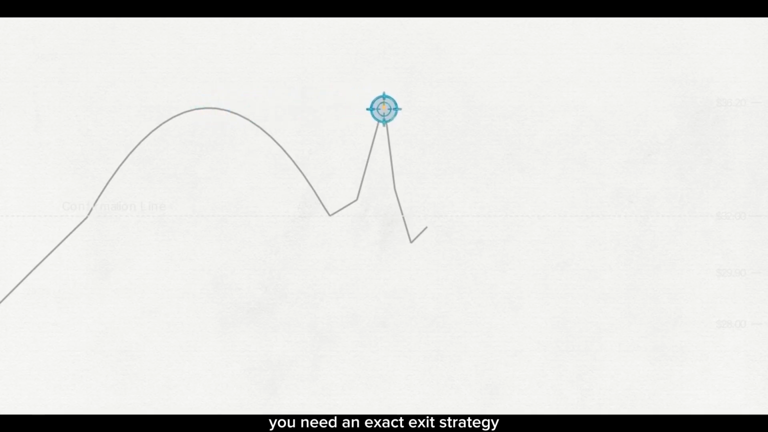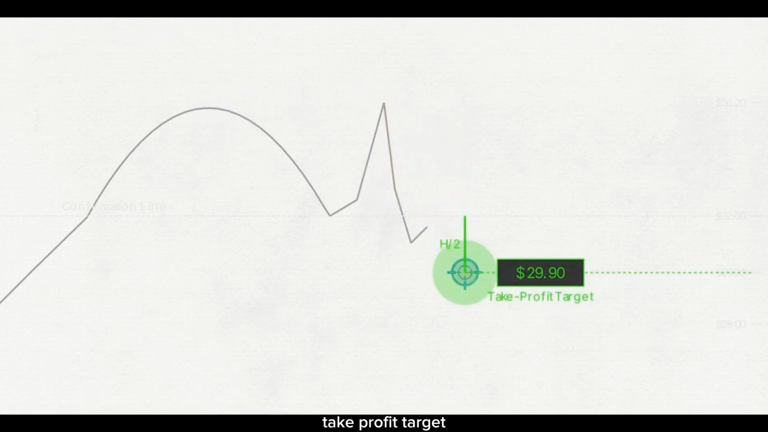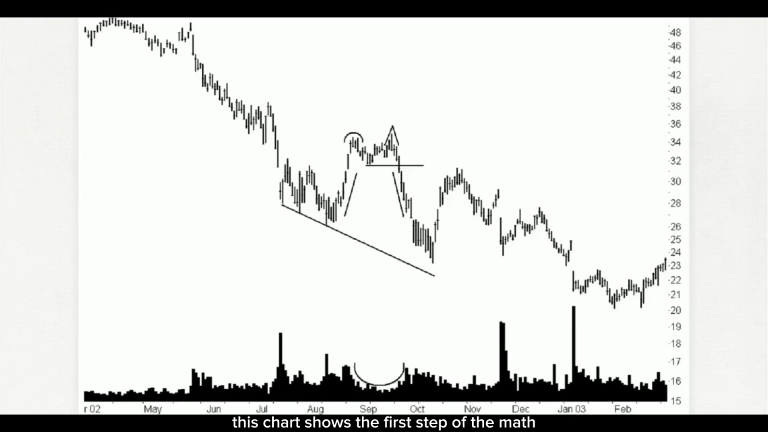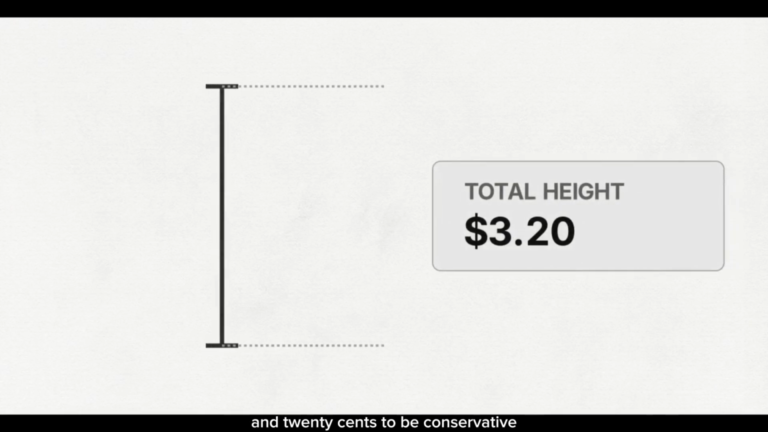Once your filters are cleared, you need an exact exit strategy. We use the measure rule to calculate a precise take-profit target. This chart shows the first step of the math. Find the total pattern height by measuring the distance from the highest peak down to the confirmation line. That gives us a total height of $3.20.